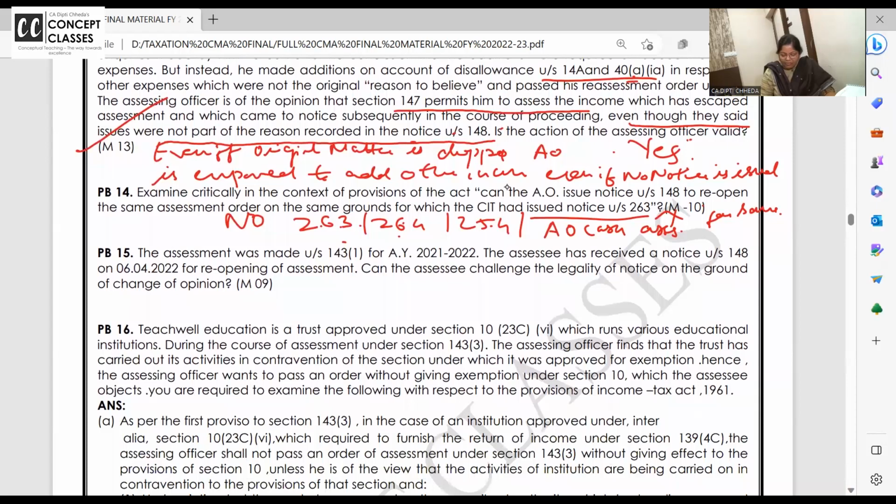Assessment was made under 143(1). The assessee has received a notice under 148 for reopening. Can the assessee challenge the legality of the notice on the ground of change of opinion? Do you understand what it is? Assessment was made in 143(1). Huh? That's not actually an assessment. I always say it's just an intimation. Now the assessee has received notice under 148. Can the assessee challenge? Already my assessment was done. Answer is no.